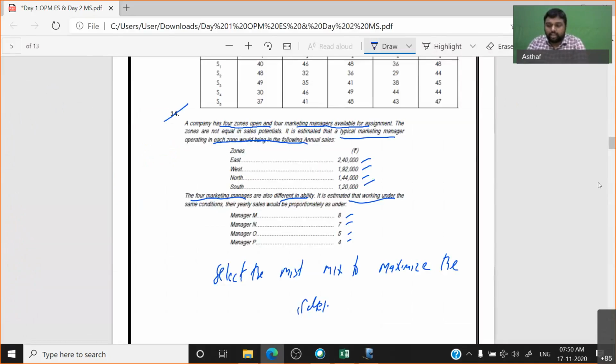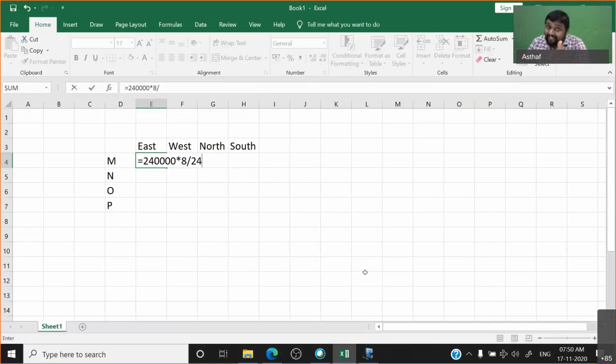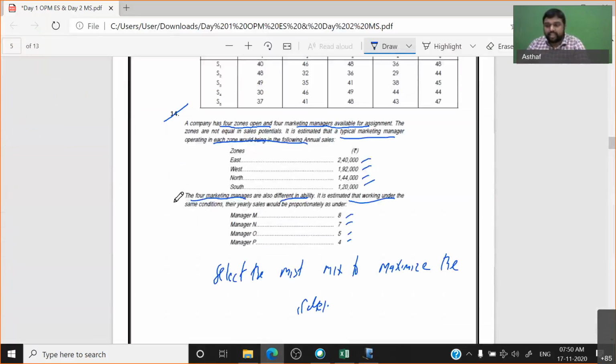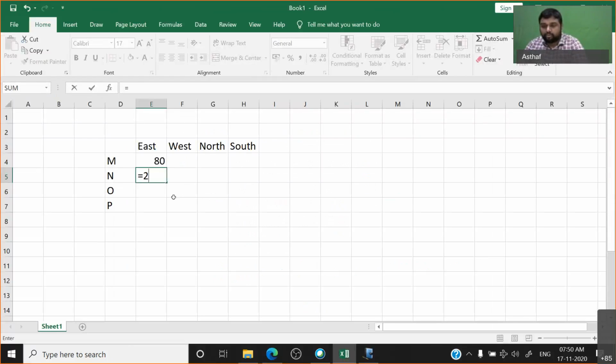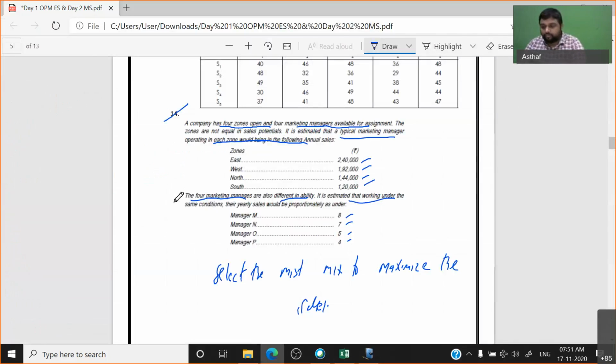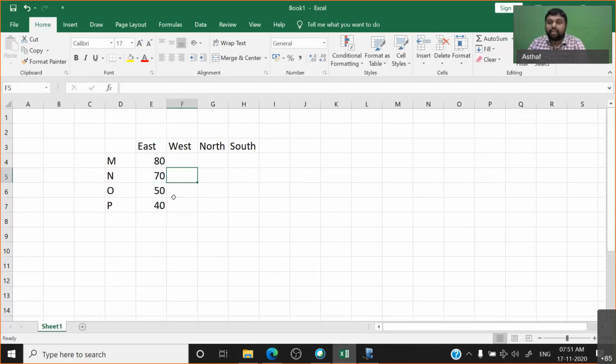2,40,000 into the ratio is 8 divided by the total, which is what? 8 by 24. Listen very well to how we are bringing the number. For easy purpose, we will just make it 240. We will eliminate 3 decimals for calculation purposes. So 240 into 8 by 24, what will you get? 80. Again the same thing: 240 into the next ratio, 7 by 24. 70. 50, 40.